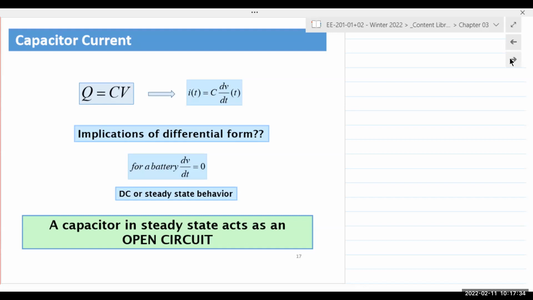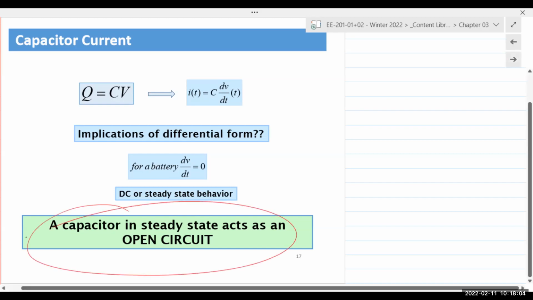So if you apply a constant or a DC voltage to a capacitor, current will go to 0. So it acts like an open circuit. So steady state response for an inductor, what is an inductor? Opposite of the capacitor, right? So at steady state, inductor behaves like a short circuit, capacitor behaves like an open circuit. They are duals of each other, the exact opposites, right? Capacitor acts like an open circuit.